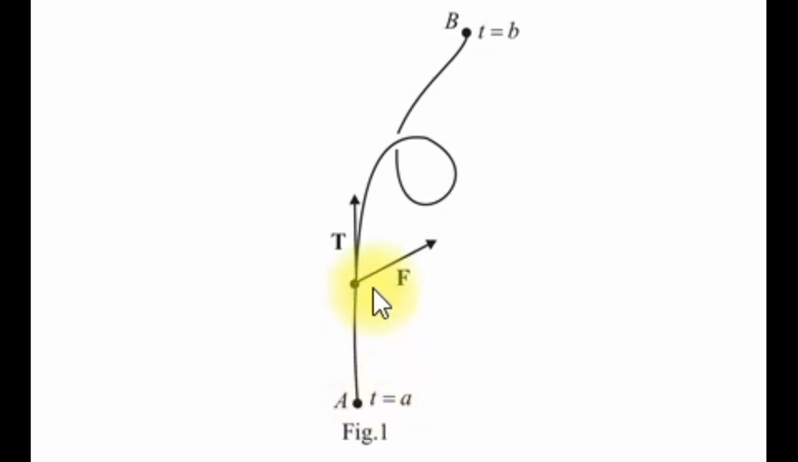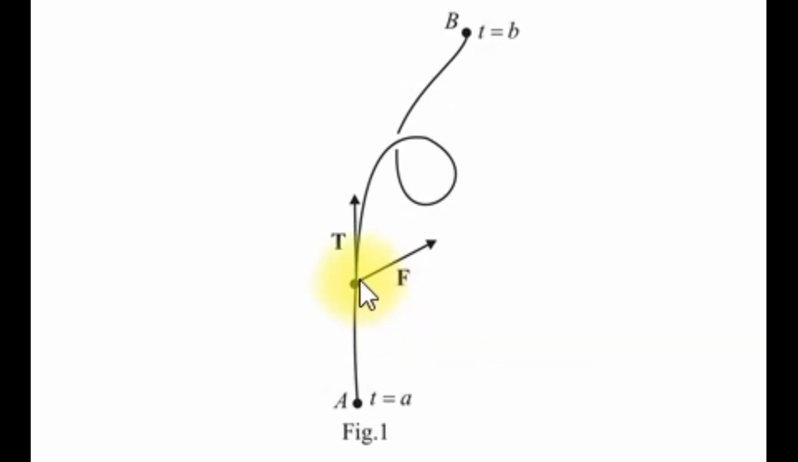F is a force acting at each point on the curve. Here we take a point. Here we can see that F acts here, and what will be this point? This point will be some r of t. That means this point has the vector representation r of t is equal to g of t i plus h of t j plus k of t k for some t between a and b.